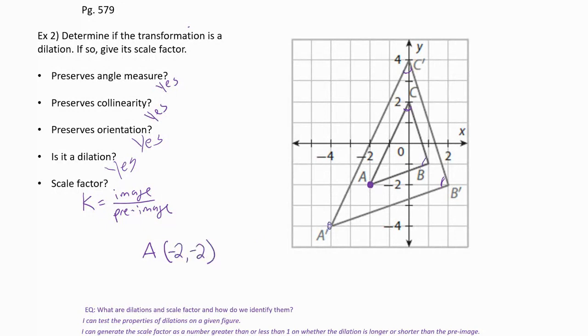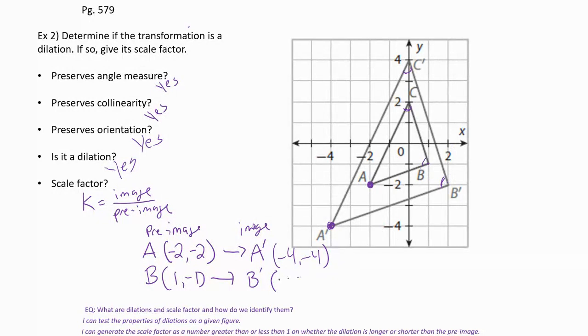And then if we get the coordinates of A prime, so remember this is your pre-image, and we're going to our image, then you can see that this is going to be -4, -4. And you could do that with all of our points. We can go from A to A prime. We can even go B to B prime. Maybe I'll do it with B as well. So the coordinates of B is going to be 1, -1, and B prime is going to be 2, -2.